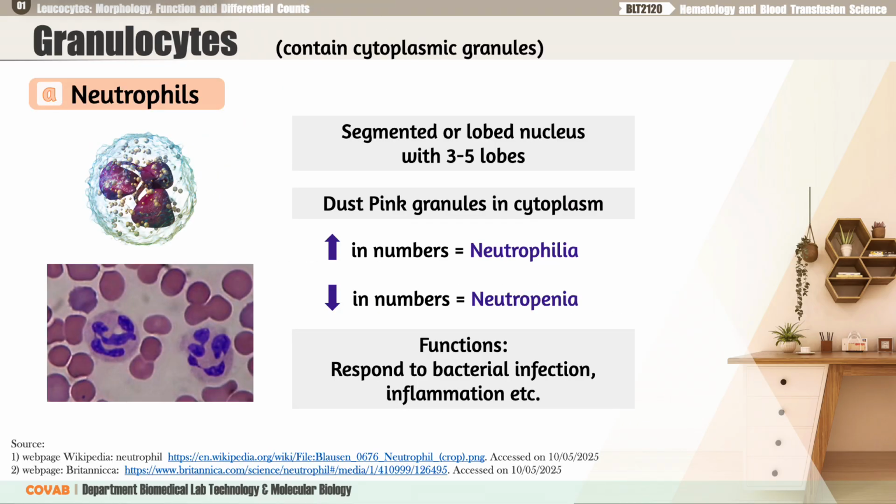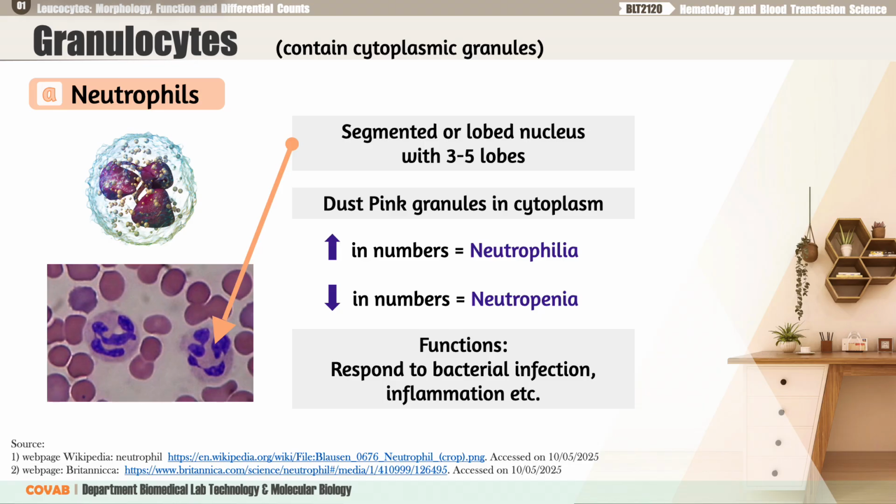Let's look at the first granulocyte. As a reminder, they have got cytoplasmic granules. The neutrophil. The picture above shows a three-dimensional view of the neutrophil, and the one below shows what you'd see in a thin blood smear. The description of the neutrophil: it has a segmented nucleus, or we can say it has a lobed nucleus, typically with 3 to 5 lobes, as we see in this thin blood smear. They have got dust pink granules in the cytoplasm.